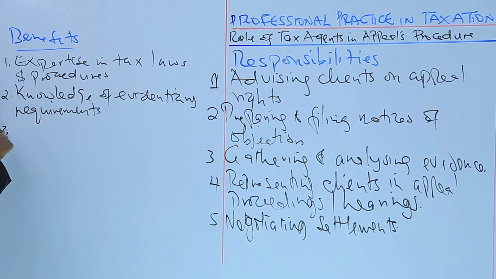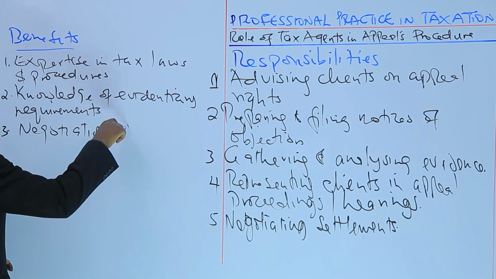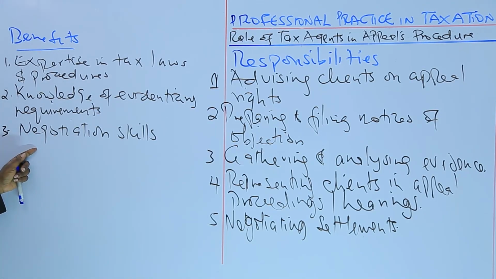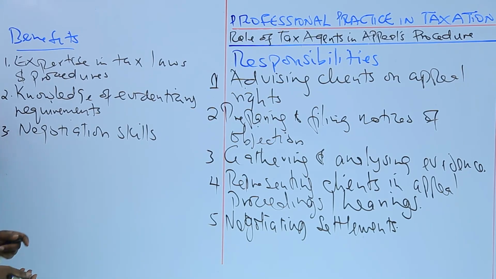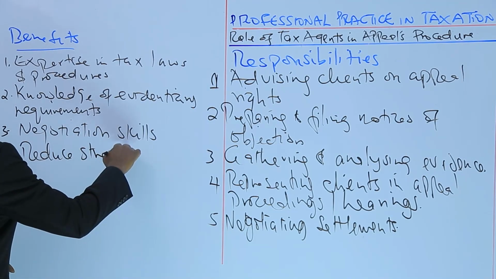Tax agents may also possess negotiation skills. They have strong negotiation skills to represent taxpayers' interests and reach favorable settlement with the Kenya Revenue Authority. Another advantage is that of reducing stress and burden.